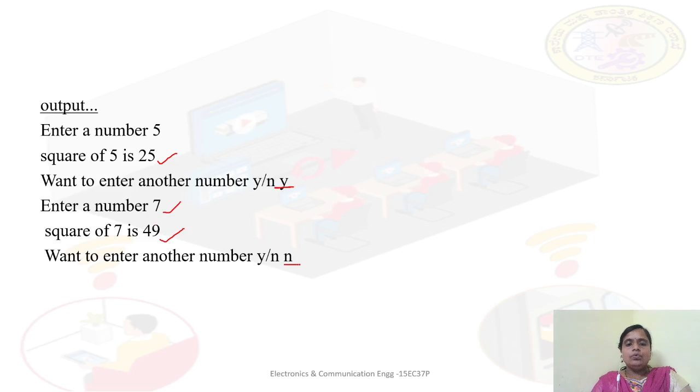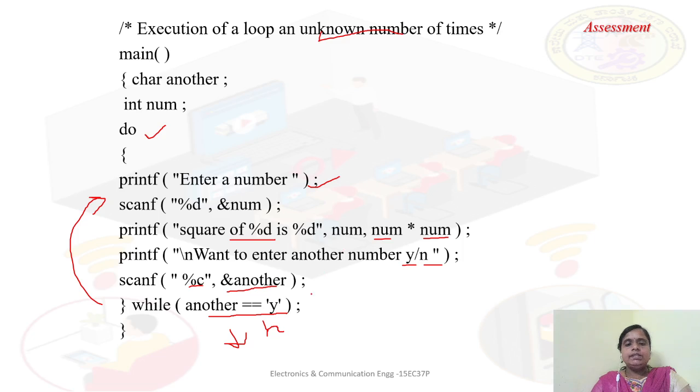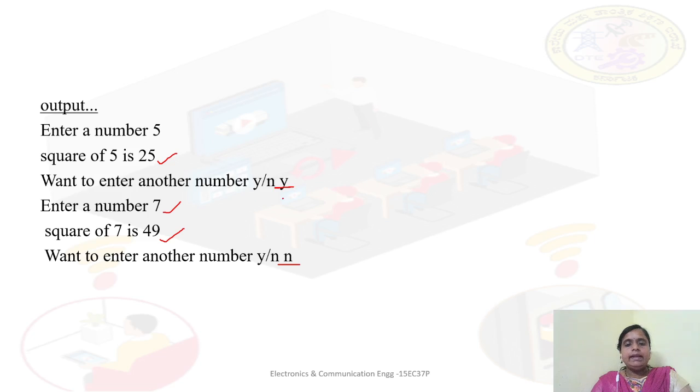Now if I say no, what is the condition here? You are testing the condition: if it is equal to y, only then it has to enter, otherwise it has to come out. And as I have given n, there is no further output. It has come out of your do while loop. So this is how your do while loop is going to work.